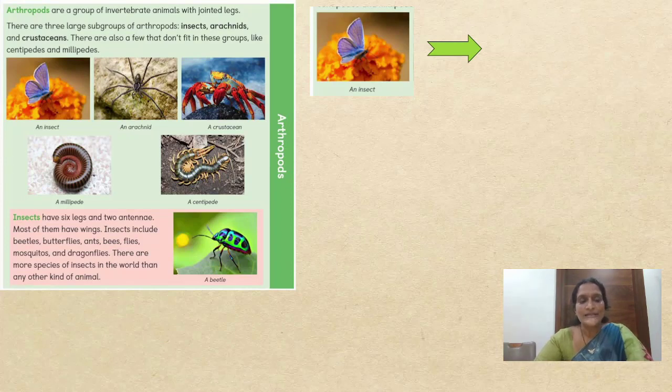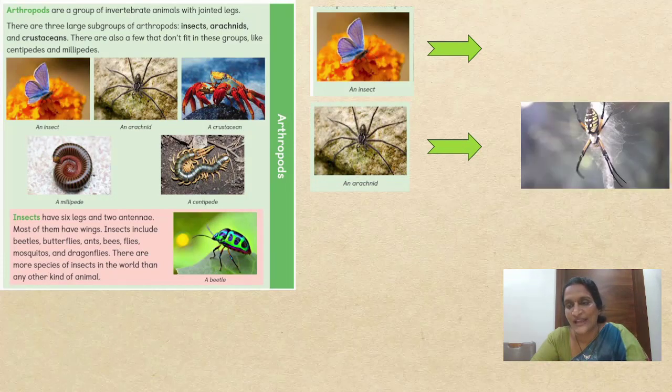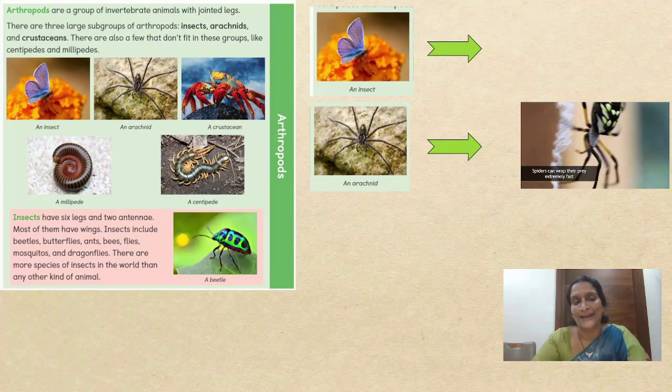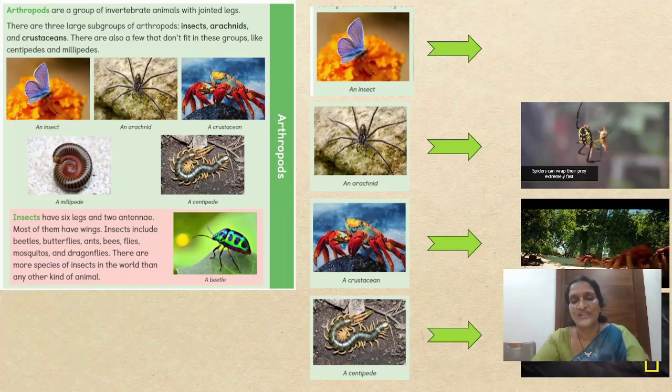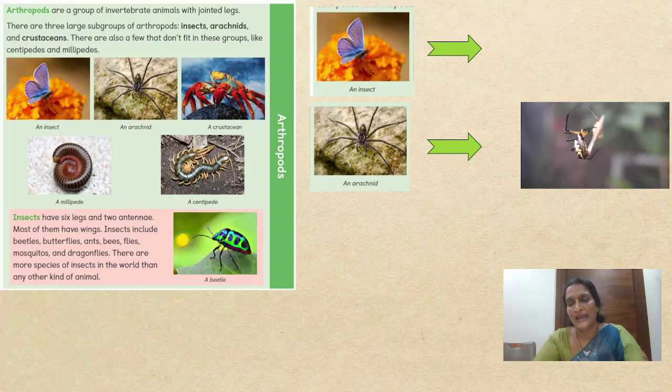Insects have 6 legs, 2 antennae, and they have wings. Of course, some insects do not have wings. Most of the insects have wings, like beetles. And the second group is arachnid. What is this? Spider. Have you seen a scorpion? Arachnids also include these. Arachnids have how many legs? 8 legs. Arachnids have 8 legs.